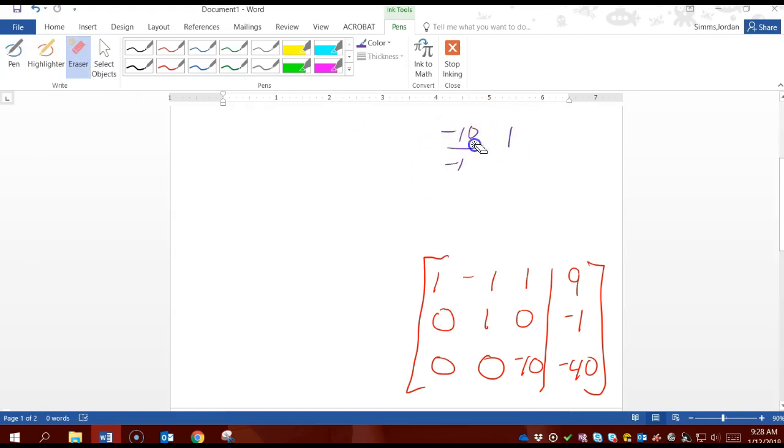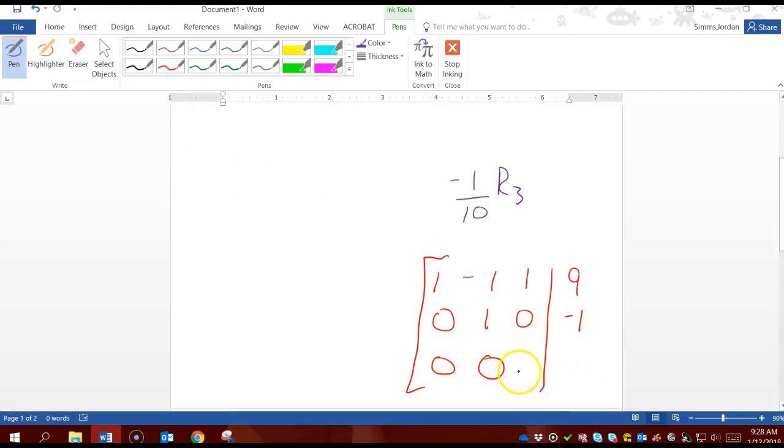So in matrix notation, I would basically say I'm going to multiply row 3 by negative 1 over 10. And that's just the same as dividing, right? 1 times R3 is R3 over 10. It's just by convention, we always write it as a multiplying type of thing. So basically, let's just divide both these by negative 10. Okay, that's going to be 1, and that's going to be 4. So just to save a little room here, I am going to erase those right there. Okay, so that's going to be 1 and 4.